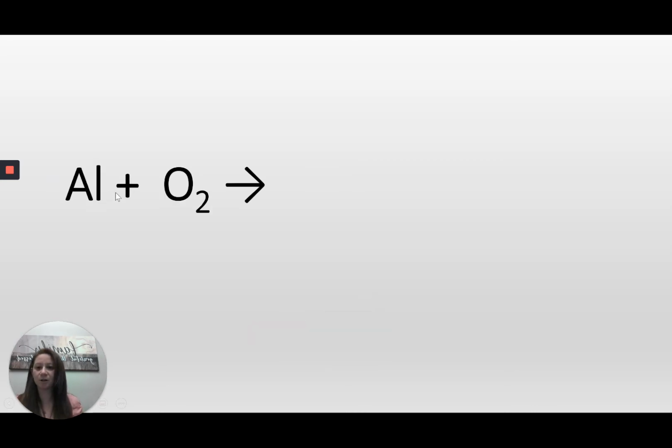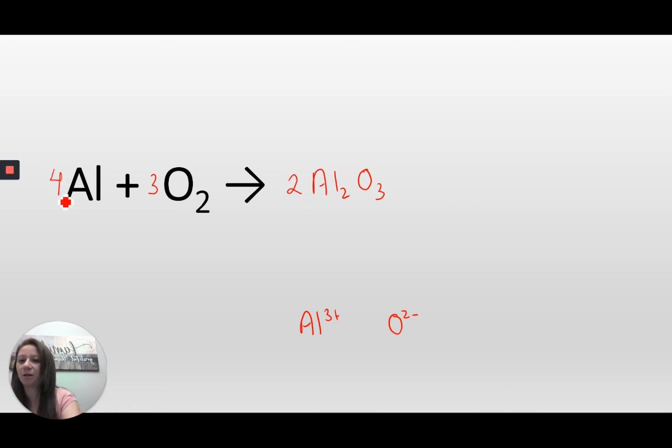Okay, let's look at the next one. Al plus O2, aluminum and oxygen. Again, synthesis reaction because I'm starting with 2 elements. They're going to combine to make one big compound. Again, it's a metal and a nonmetal, so I need to make sure that my charges are neutral. Aluminum ion is 3+, oxide ion is 2-, so I need Al2O3. To balance it, I would need 3 next to my O2, and then 2 next to my Al2O3, and 4 in front of the aluminum.